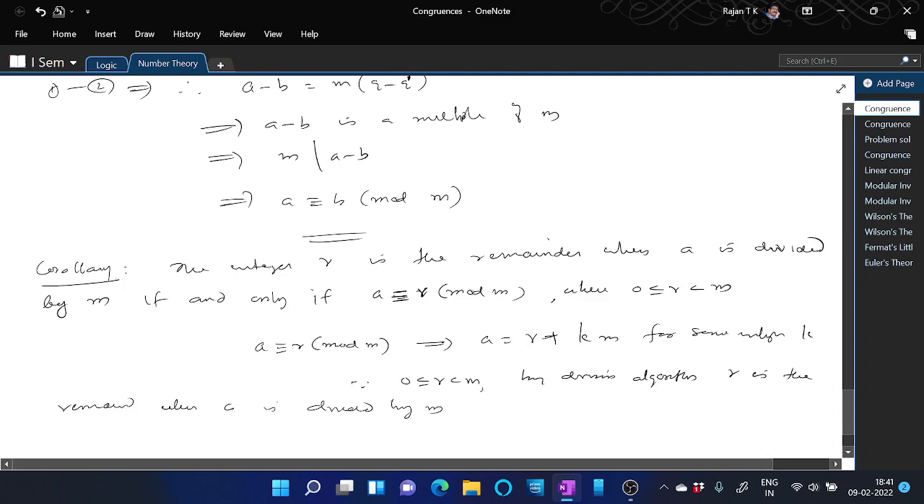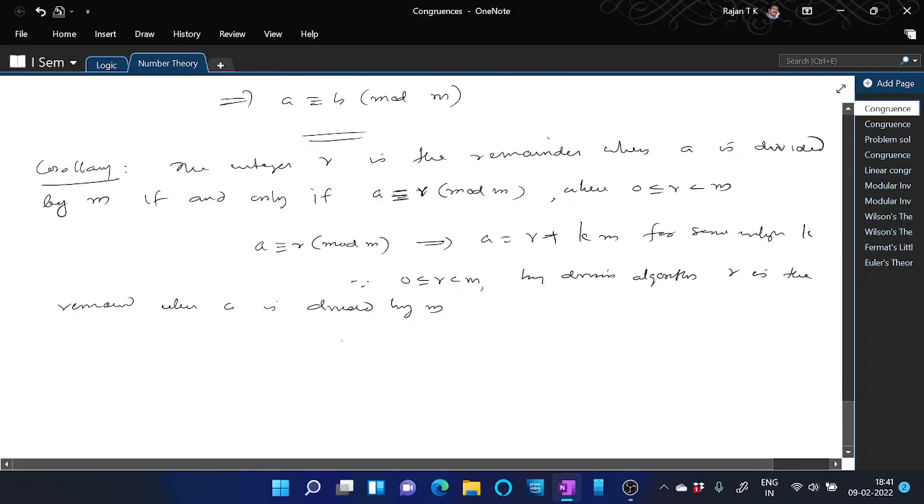And when R is the remainder when A is divided by M, then also we get A is congruent to R mod M by the definition. So R is the remainder. The importance of this result is that we say R is the remainder only if A is congruent to R mod M with R satisfying 0 less than or equal to R less than M.